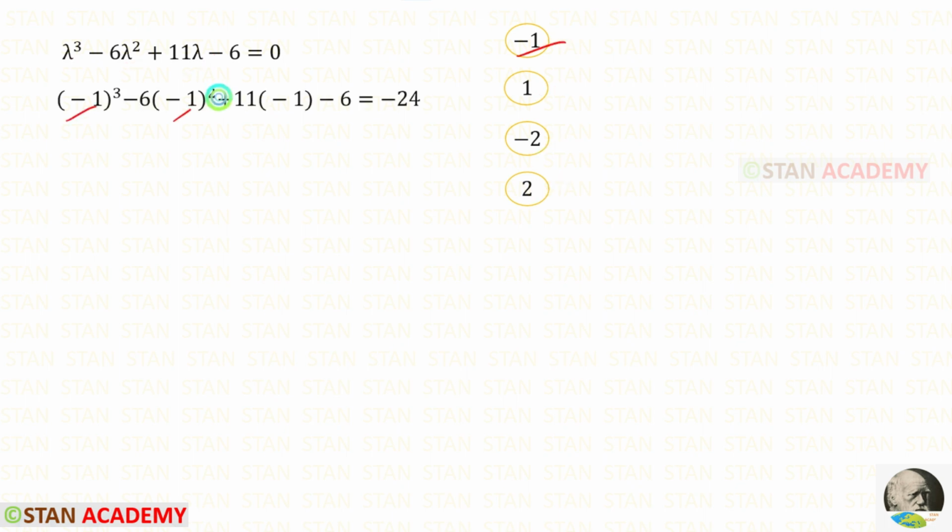When we apply minus 1, the equation does not become 0. We are getting minus 24. When we apply 1, we are getting 0. So 1 is the root of this equation. We have to find the other two roots also. Using the first root, we can make the 2-degree equation. Here we have 1, here minus 6, here 11, and here minus 6.